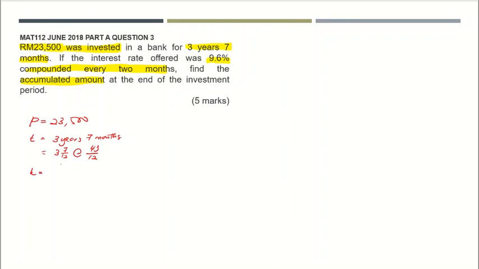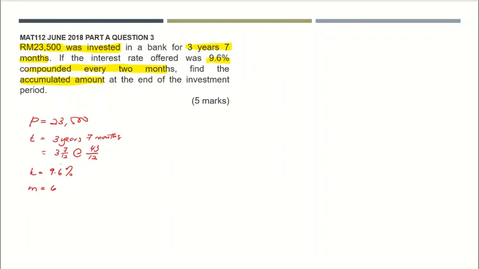You are also given the interest rate, that is 9.6%, so K here is equal to 9.6%, and the conversion frequency M is equal to 6. Why 6? Because in this case it says compounded every 2 months. That means in a year there will be 6 times interest is being calculated. And the question asks you to find the value of S.